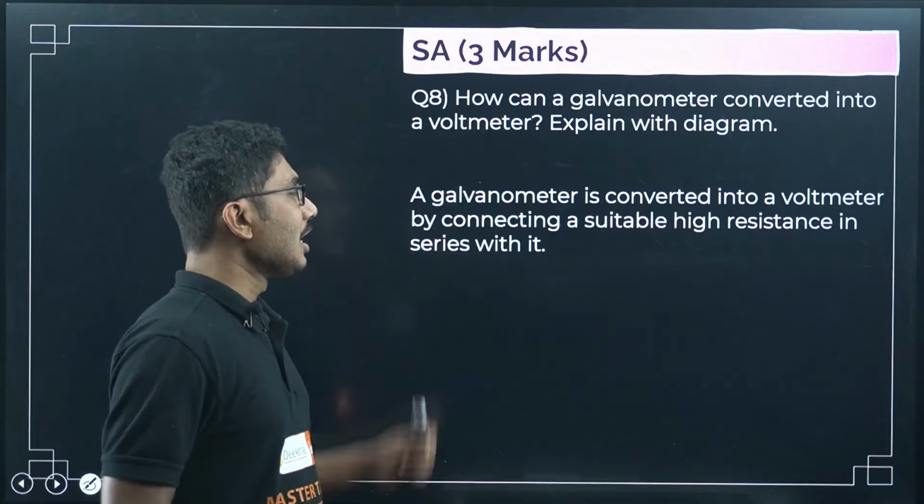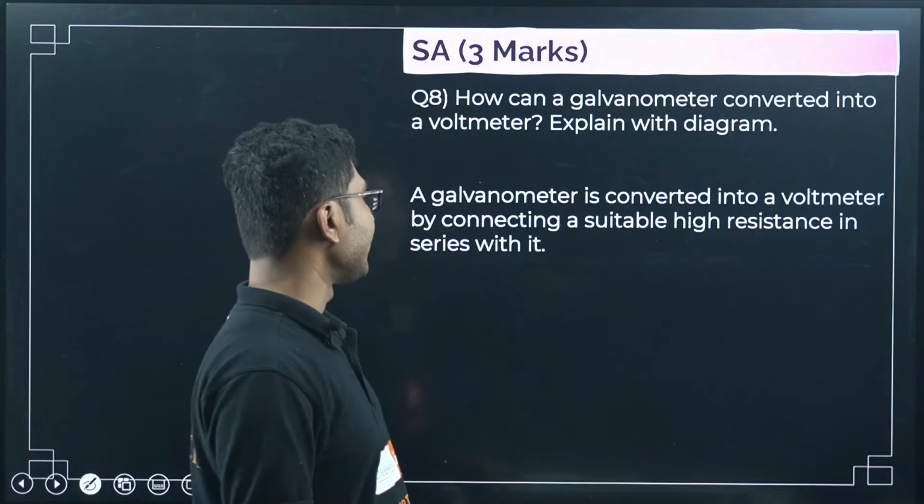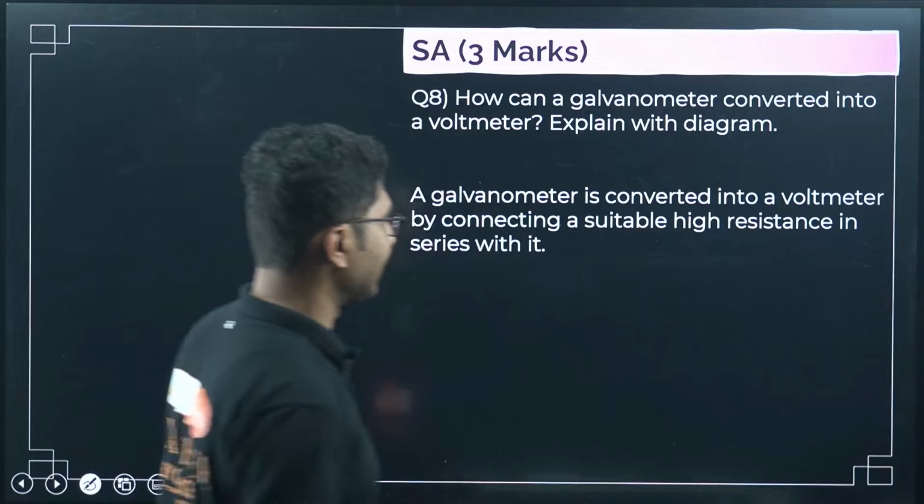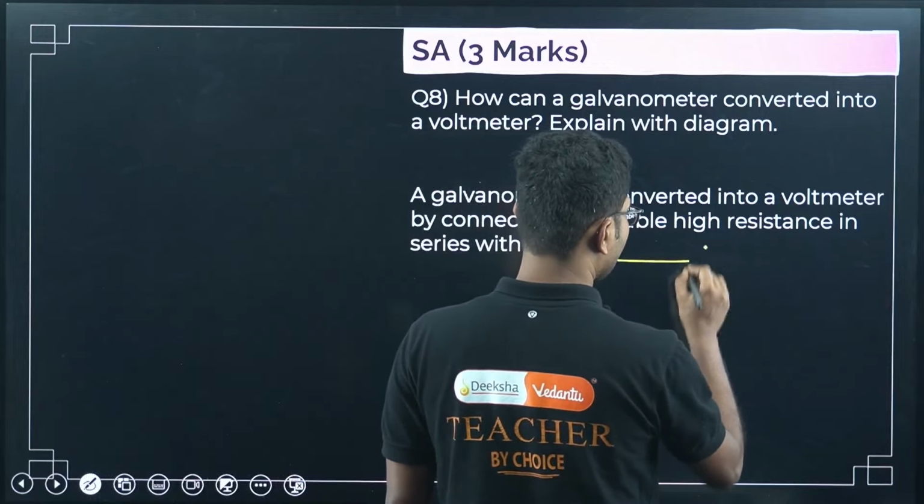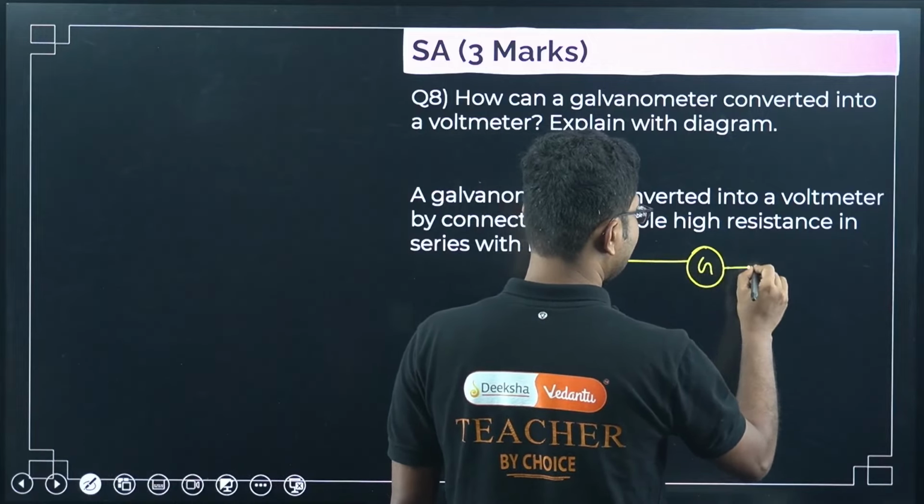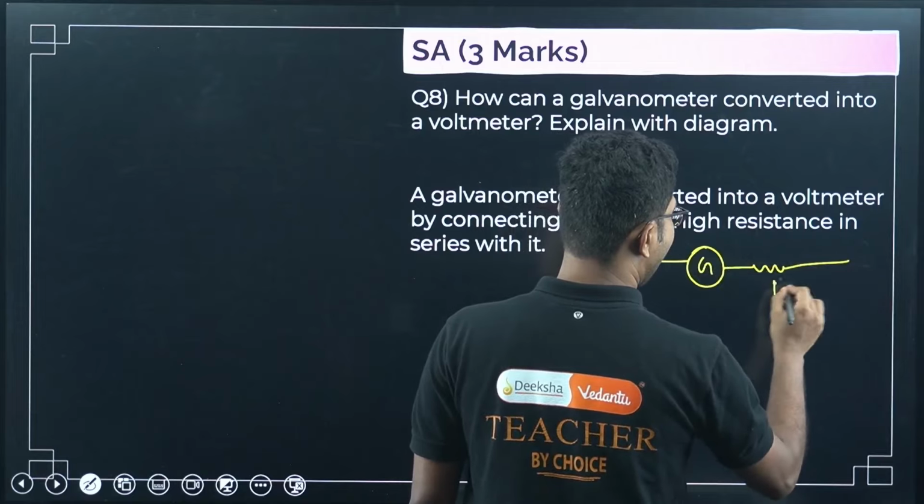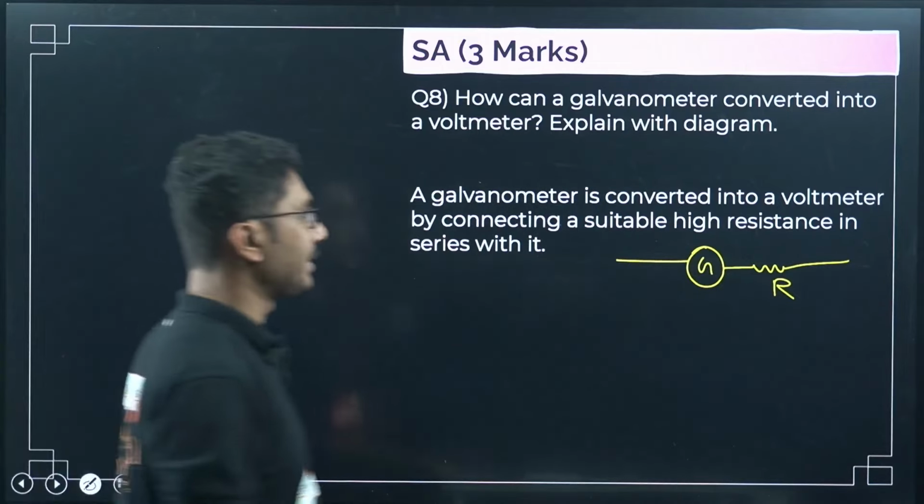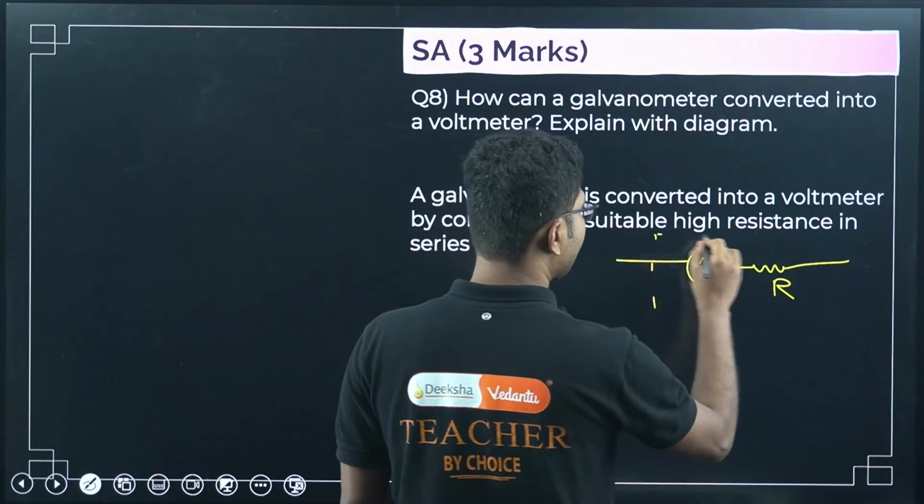So let's see. To convert a galvanometer into a voltmeter, connect a suitable high resistance in series with it. So if there is a galvanometer and we add a high resistance in series with the galvanometer, then it will become a voltmeter. So this will behave like a voltmeter.